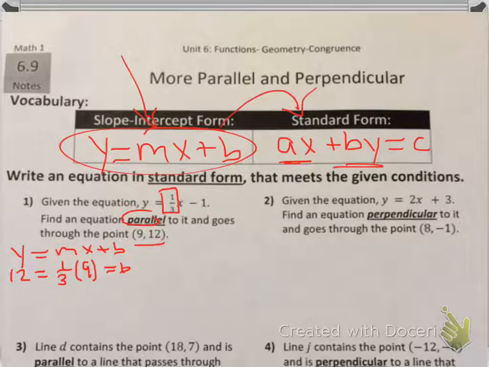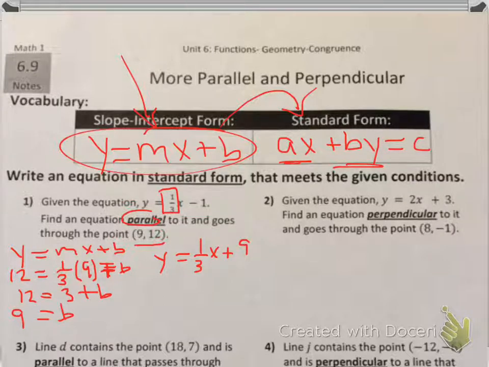So 1/3 times 9 is 3. So we're going to subtract that 3 over to the other side, and when we do that, we get our b value as 9. So my equation in the form I like to use is y equals 1/3, because my slope is 1/3, x plus 9.